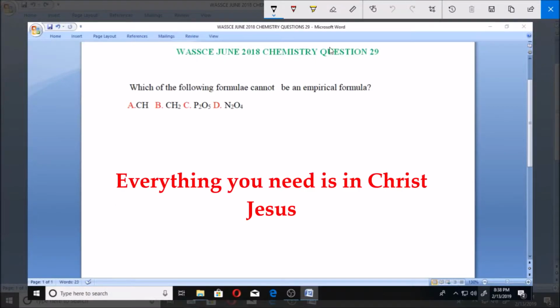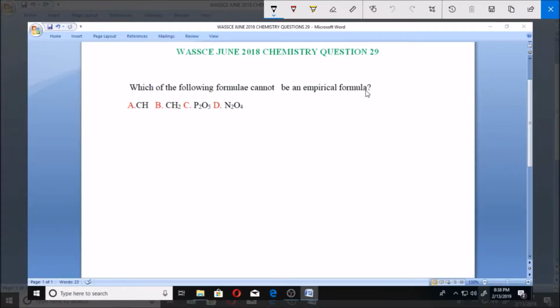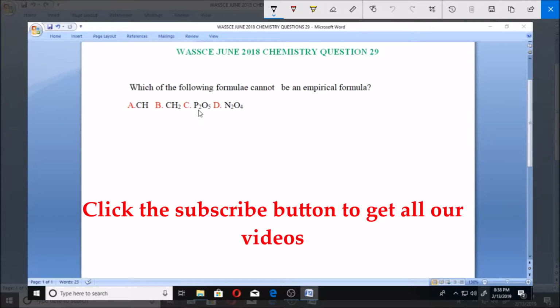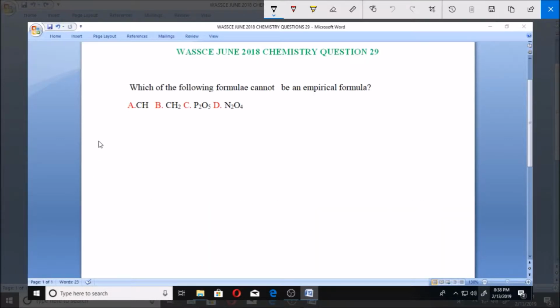Let's look at question number 29 for WAEC chemistry. Which of the following formula cannot be an empirical formula? A. CH, B. CH2, C. P2O5, D. N2O4. So which of these formula cannot be an empirical formula?